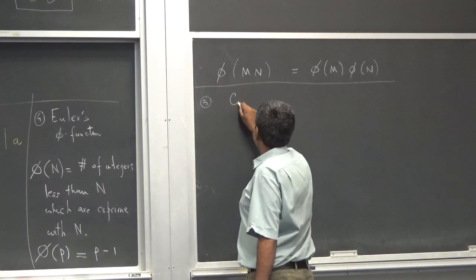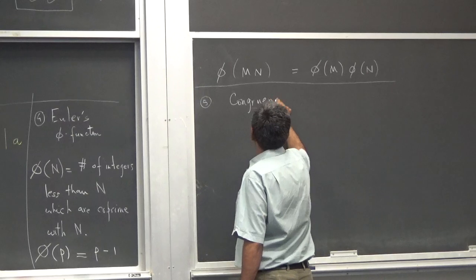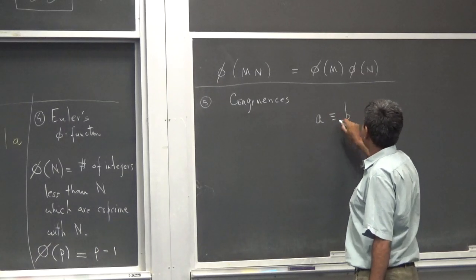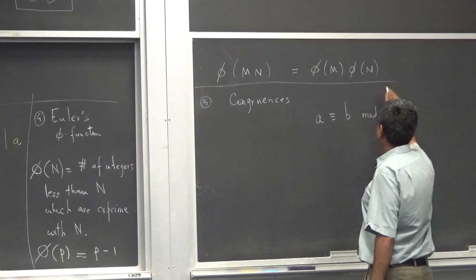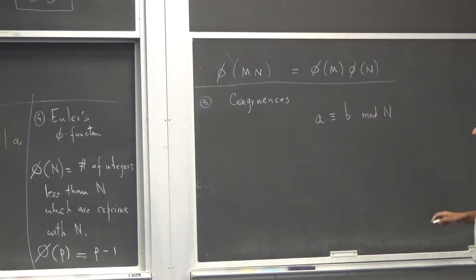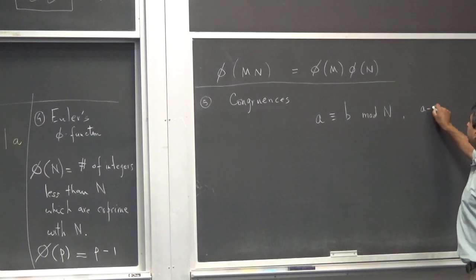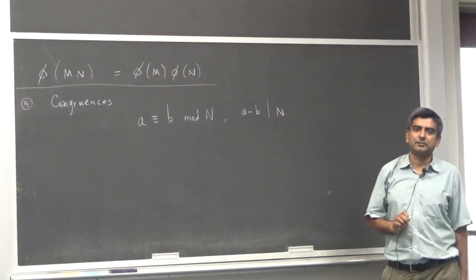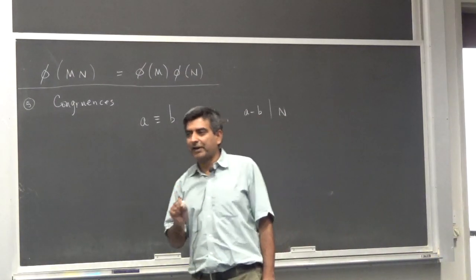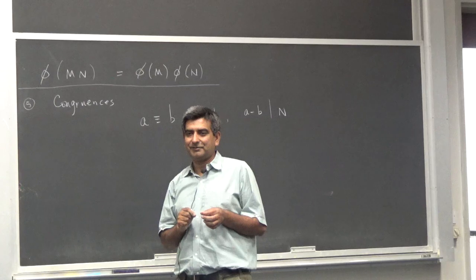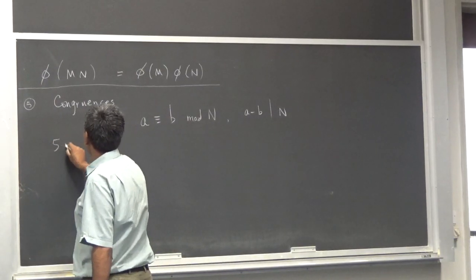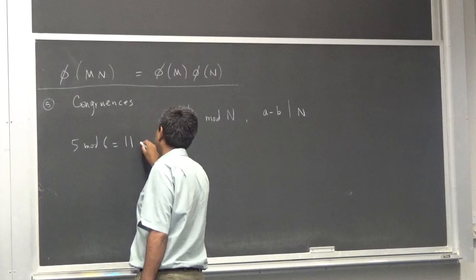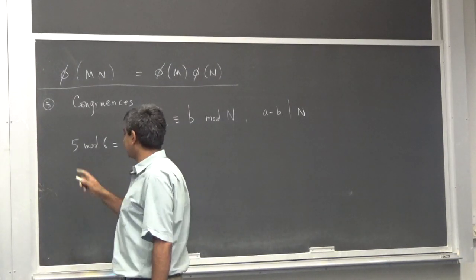Now I would like to give an idea of congruences. Two numbers are congruent mod some number n if a minus b is divisible by n. For example, if you talk about mod 6, 5 and 11 are congruent. We've seen this. So 5 mod 6 is equal to 11 mod 6. So in modular 6 arithmetic, 5 is equal to 11.